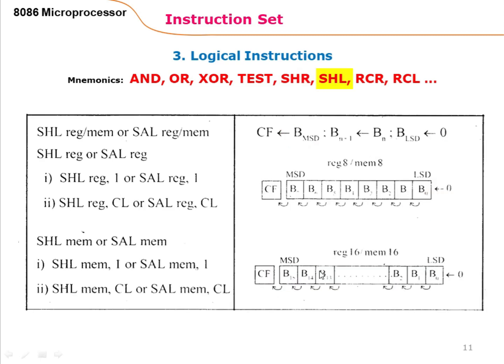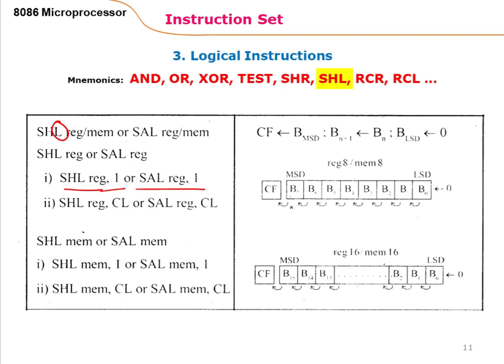The same operation occurs for the shift left. Here instead of right shifting, we are using left shifting. So we can use shift left register comma 1 or SAL register comma 1. So both are equivalent. SHL register 1 or SAL register 1, both instructions are same.